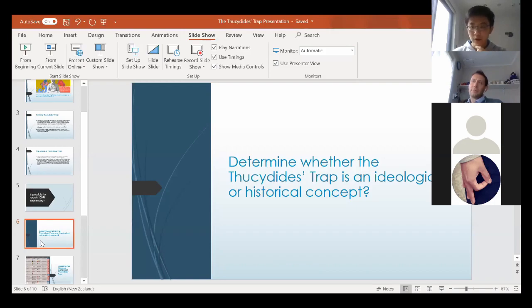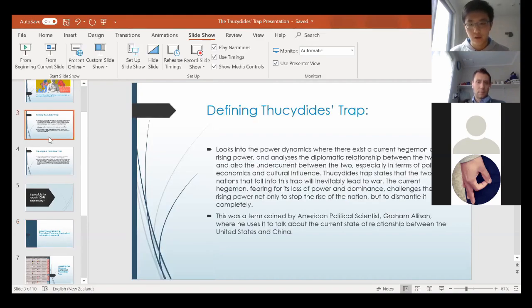It's also important to classify a historical concept as needing to be continuous, so it needs to reoccur in some ways throughout history. So basically, if we go back to our definition of Thucydides Trap, it's a situation where there's always going to be a rising power challenging a current hegemony.